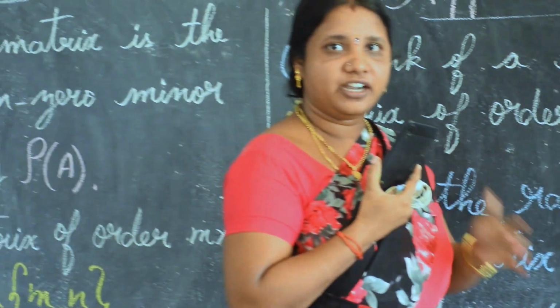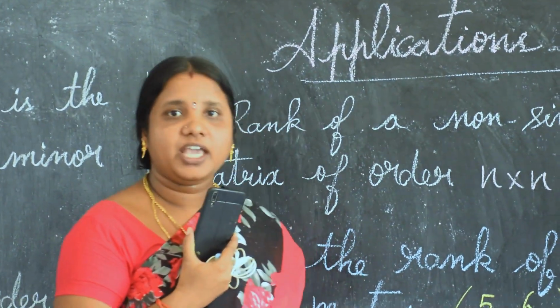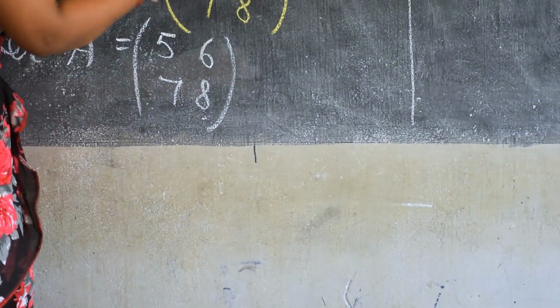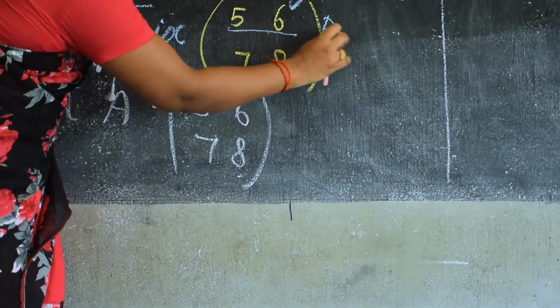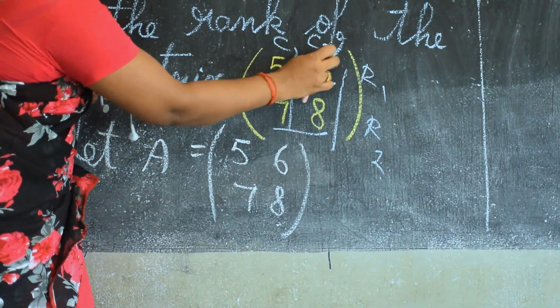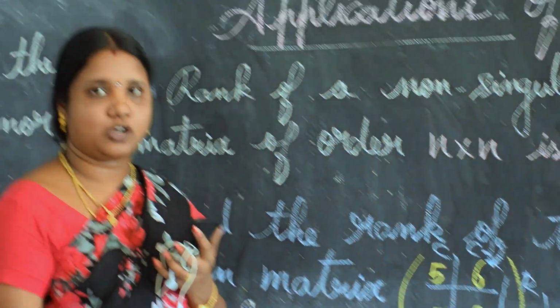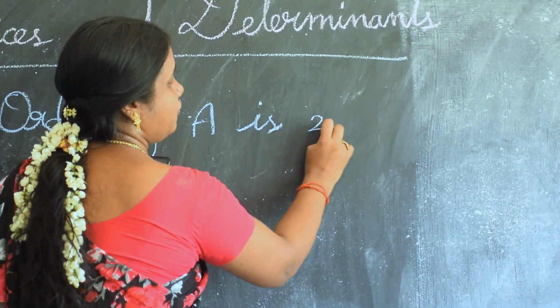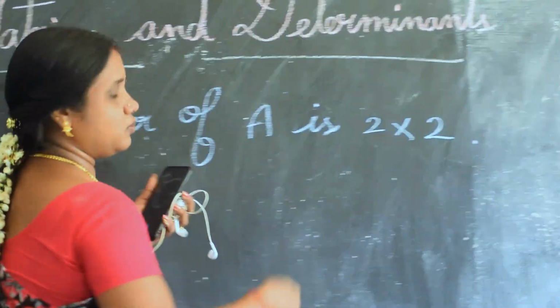order means you have to write the rows and columns. Here how many rows are there? How many columns are there? See, this is row, first row, second row. This is column C1, C2. Here totally how many rows and columns are there? 2 rows and 2 columns. So our order of A is 2 cross 2.